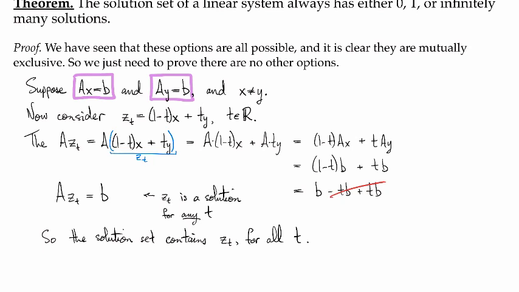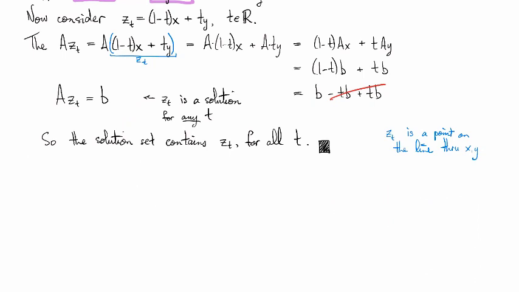Okay, and that actually gives you a little bit more insight. So I'll give you a box because we finished the theorem. So there's the end of theorem marker. But it also tells you that, in fact, any point on the line that connects x and y is also a solution, because that's exactly what z sub t is. So z sub t is a point on the line through x and y.